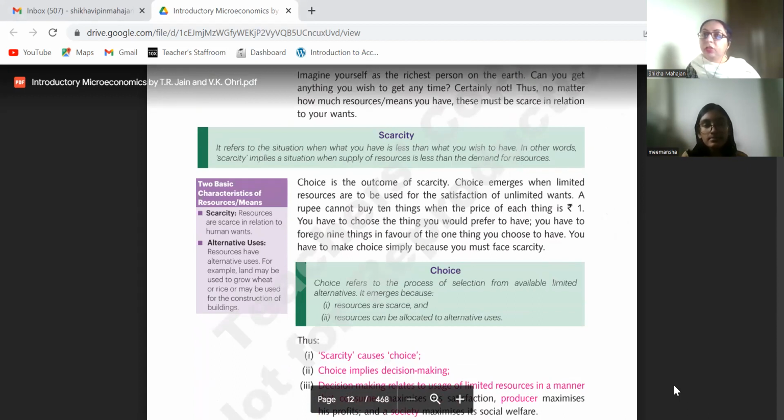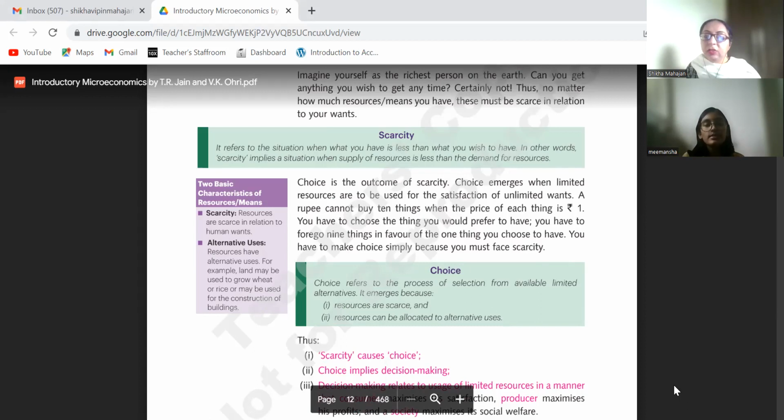Suppose you went to a market, you went to a fruit seller and you wanted 100 kg of apples. And he said that, no, I only have 80 kgs, correct? So when your demand is more than supply, then you can call it scarcity. When the availability of resources is lesser than what you want, that is scarcity.